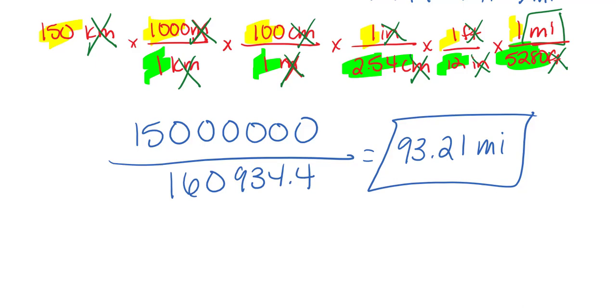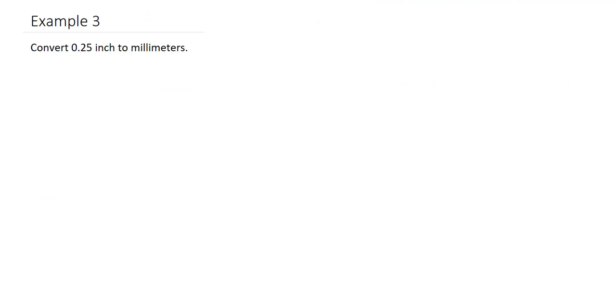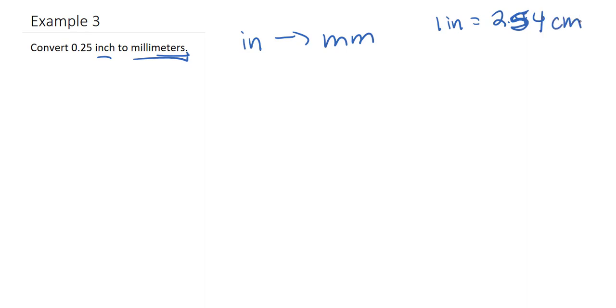Now let's do one final example. So example 3, we're going to convert 0.25 inches to millimeters. So this is going to be a little bit less than the last one. So we're going from inches now to millimeters. And what's the most important conversion to know between our units and the metric system? Because anytime you see meters or anything like that, you know we're going into the metric system. So we need to know that 1 inch is equal to 2.54 centimeters.